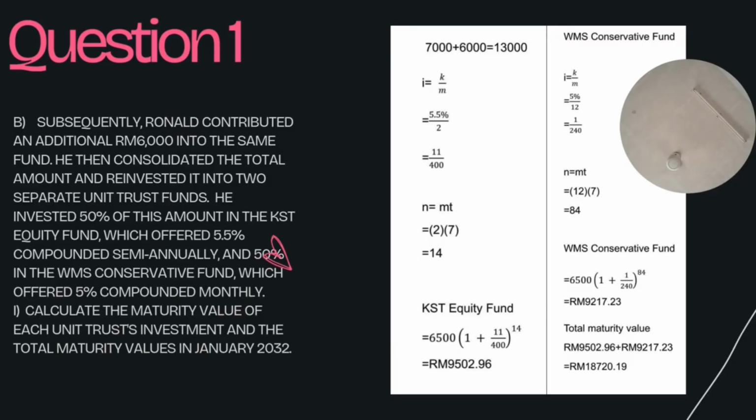As for WMS Conservative Fund, the I will be 1 over 240 and the N will be 84. So we're going to put it into the formula, which is 6,500 ringgit, open the bracket, 1 plus 1 over 240, close the bracket, to the power of 84. And the final answer for this is going to be 9,270 ringgit 22 cents. For the total maturity value, we're going to add the maturity value that we got from KST Equity Fund and WMS Conservative Fund, which is 9,502 ringgit 96 cents plus 9,270 ringgit 22 cents. The total will be 80,720 ringgit 19 cents.